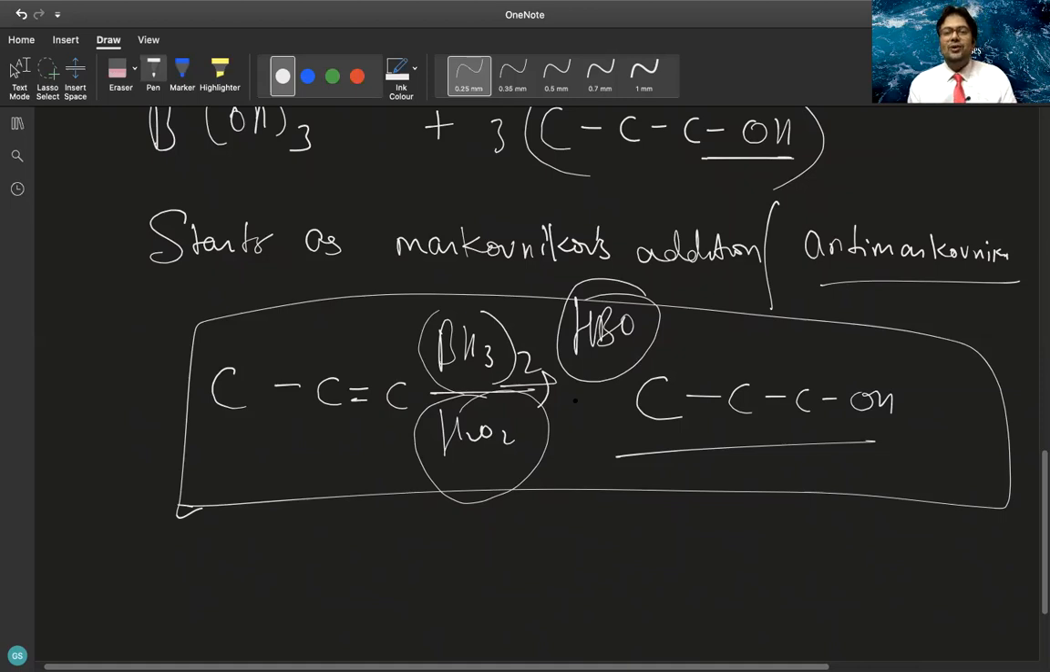Okay. So I hope this hydroboration oxidation is pretty much clear to all of you. So next time we will talk about oxymercuration, demercuration, where the reaction will start as Markovnikov and the final product is, wait and see in our next video.